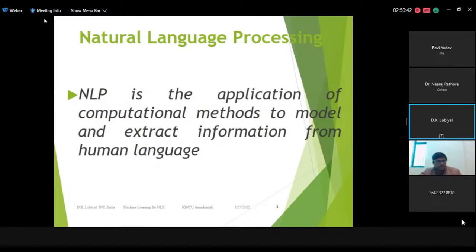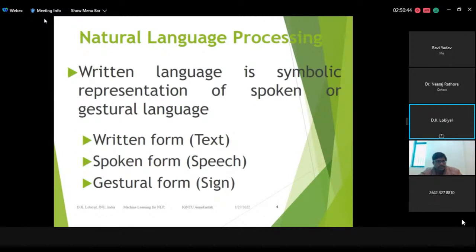Now, the language may be in the written form, or it is a symbolic representation of a spoken or gesture. That means I can have a sign language, I can have a speech. It may not have a script. Many of the languages do not have a script today, but the language may have a script, a written form that is called text. It is a spoken form that is only speech. It may have both. It may be a sign language where I have a gesture, or gesture, whatever you call it.